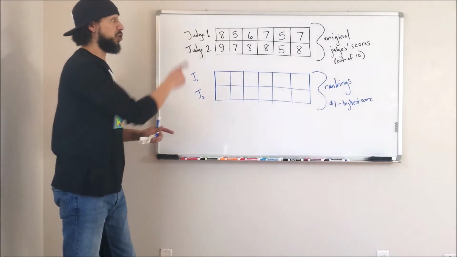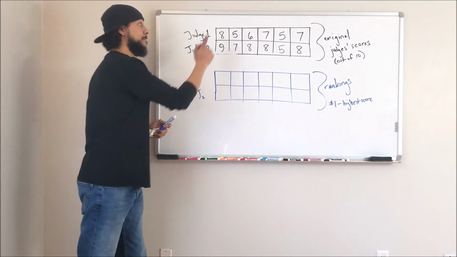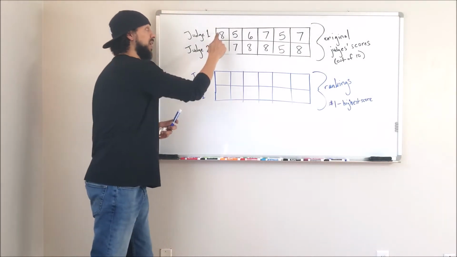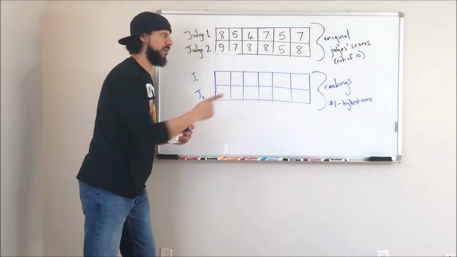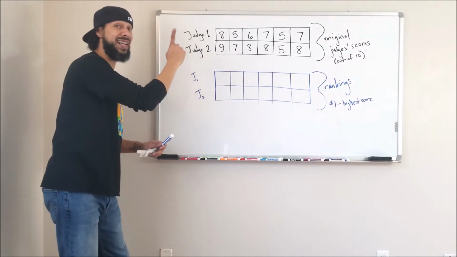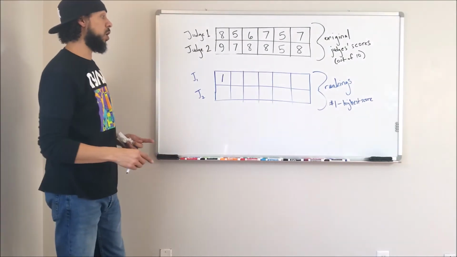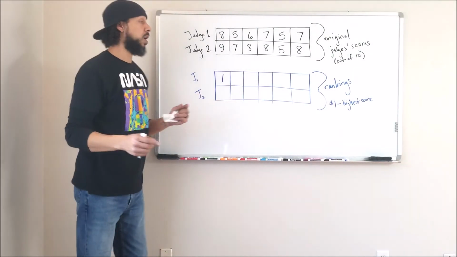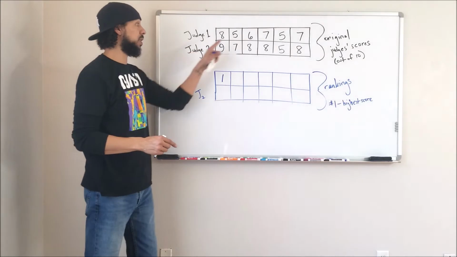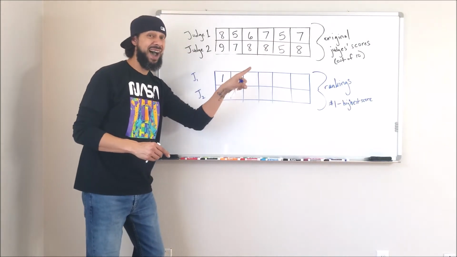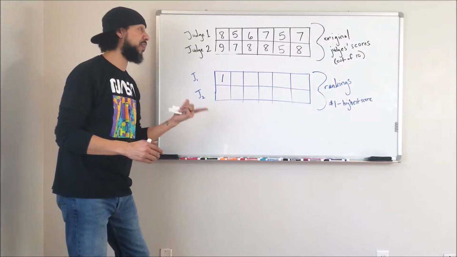Okay, so judge number 1, his highest score, 8. I'm going to replace that 8 with 8's ranking. If number 1 is the highest score, I'm going to give that score of 8 a 1 ranking. Very good. Okay, so what's next? We have 2 7s, there's a tie. There's a tie for second and third.